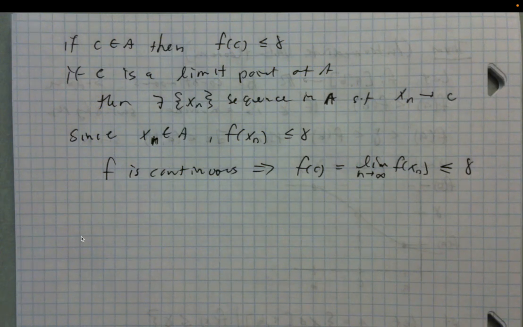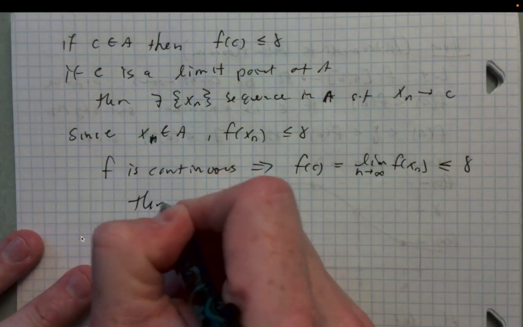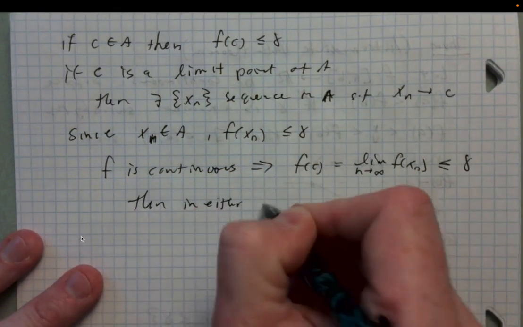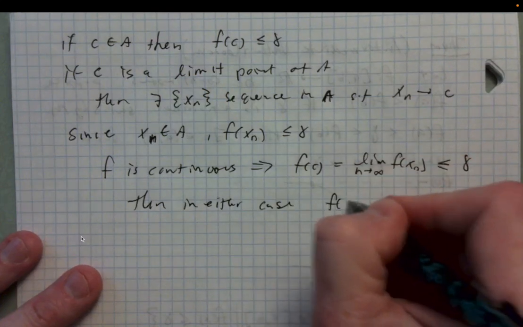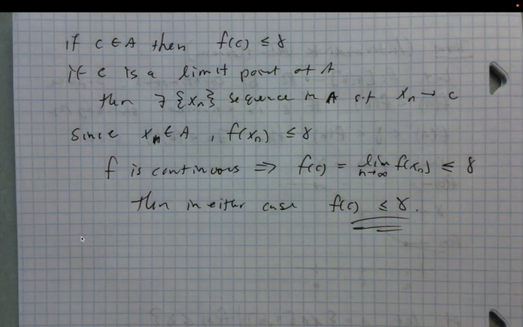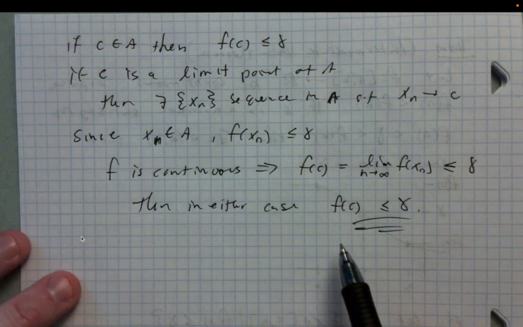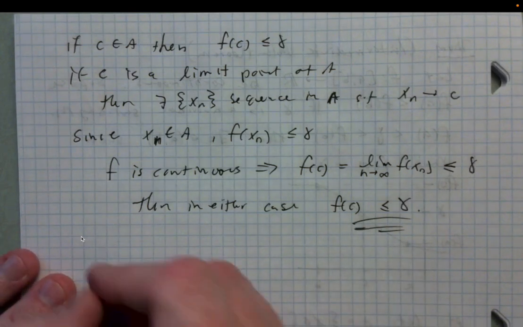So in either case, if C is in A, then f of C is less than or equal to delta. If C isn't in A, but it's a limit point of A, then f of C has got to be less than or equal to delta. We have the same thing. In either case, f of C is less than or equal to delta. So what we'd like to see is that f of C is equal to delta. So let's suppose that f of C is strictly less than delta.